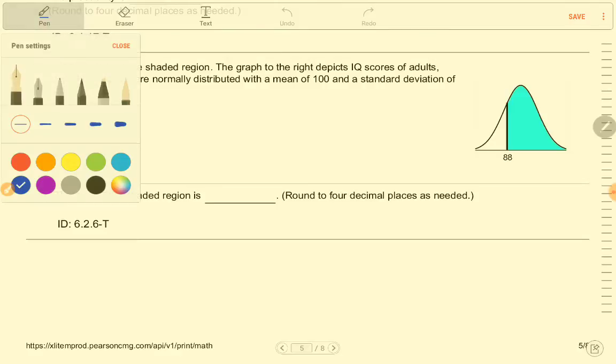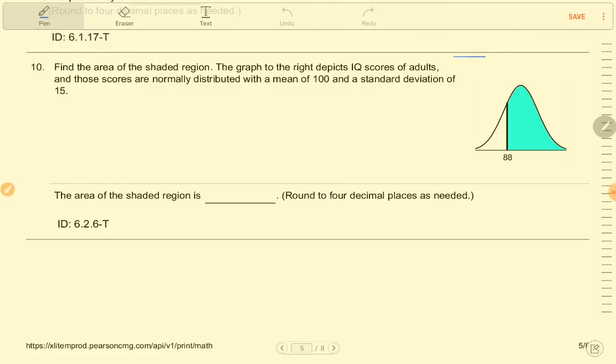Right, so just as a quick recap, a standard normal has a mean of 0, standard deviation of 1, and z-score boundaries. A non-standard normal has a mean that is not 0 and/or a standard deviation that is not 1, and we have x values rather than z-scores.